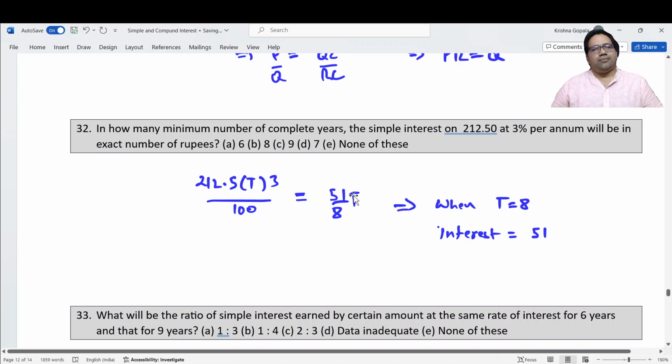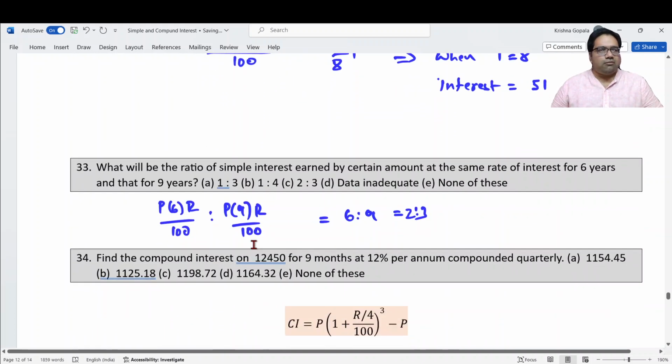Right. So for this to become an exact number of rupees, 51 by 8 has to be multiplied by at least 8. 1, 2, 3, 4, 5, 6, 7 doesn't work because it will still give decimals. When T is 8, interest will become 51. Or when T equal to 16, then also it will be fine. What is it saying? Minimum number of years. So T has to be minimum 8.